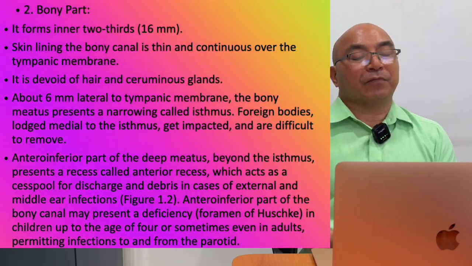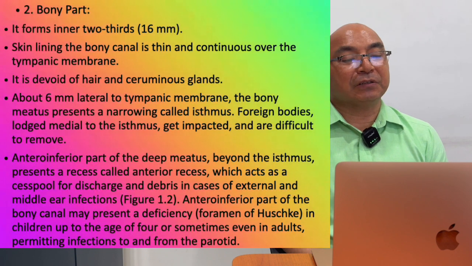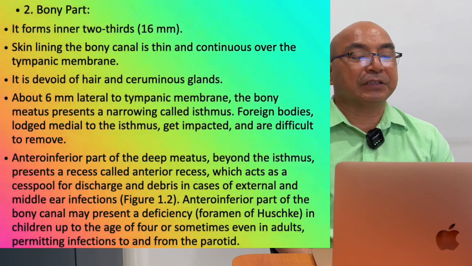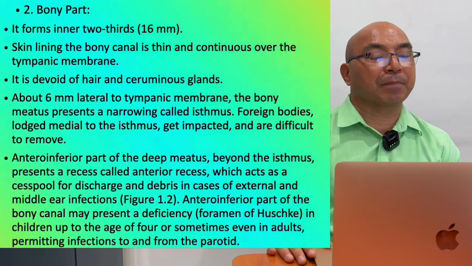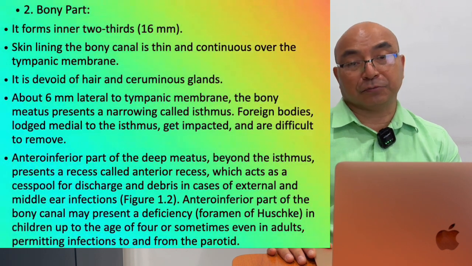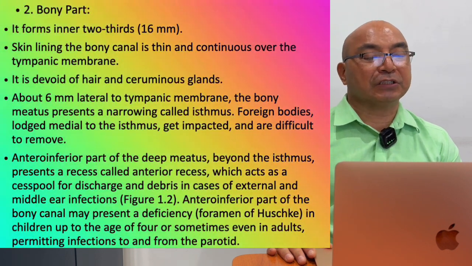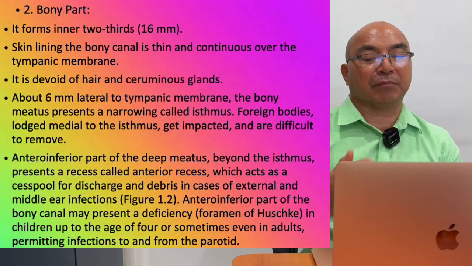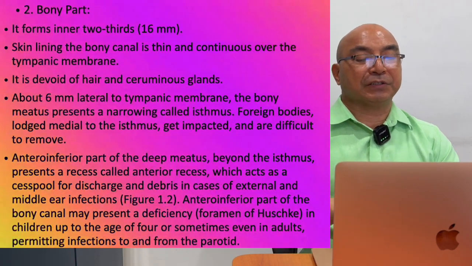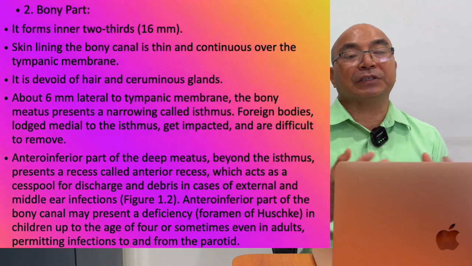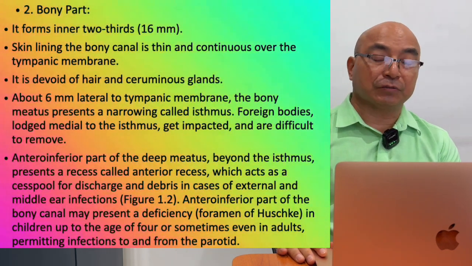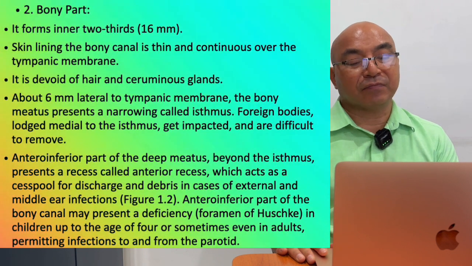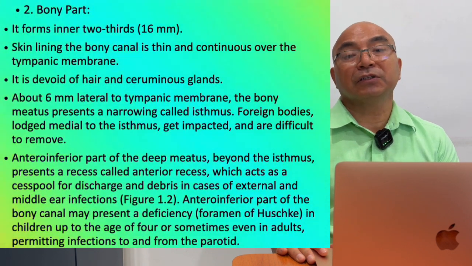The bony part forms about 16 millimeter, that is the inner 2/3, and the skin lining the bony canal is thin and continuous over the tympanic membrane. It is devoid of hair and ceruminous glands. About 6 millimeter lateral to the tympanic membrane, the bony meatus presents a narrowing called the isthmus. So this is the isthmus, and foreign bodies lost medial to the isthmus get infected and are difficult to be removed.